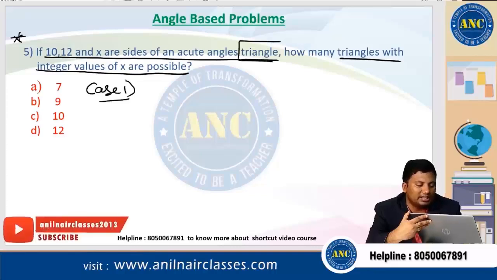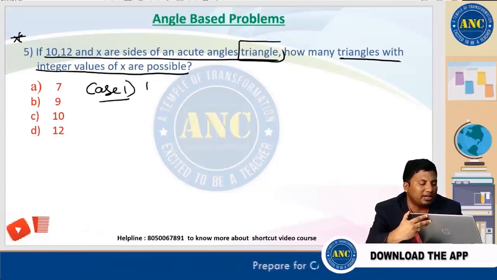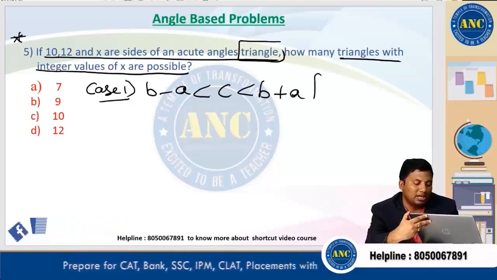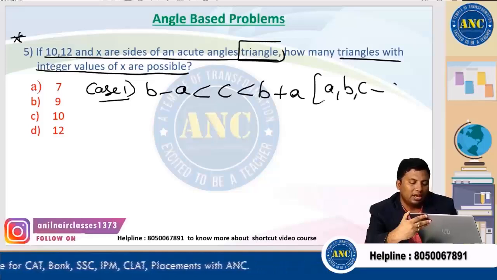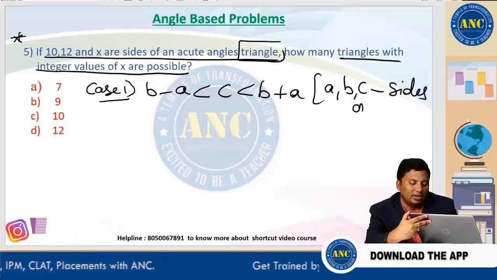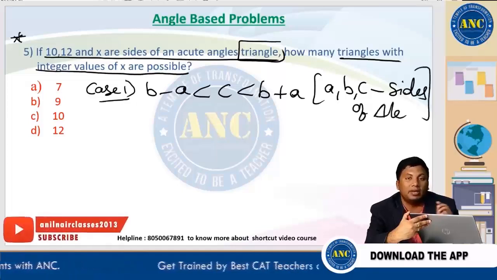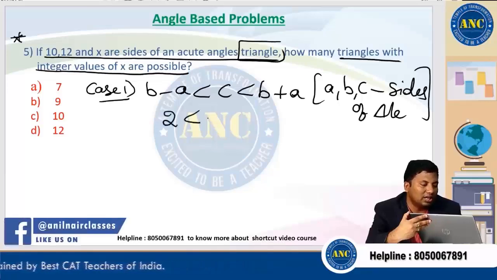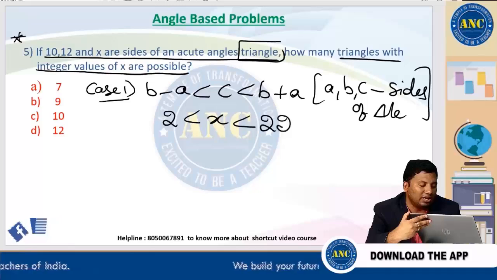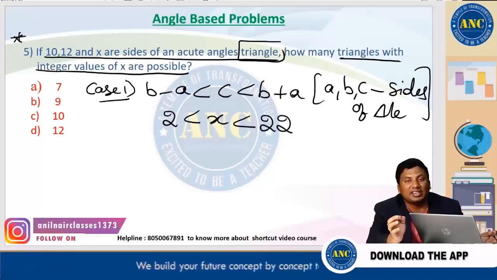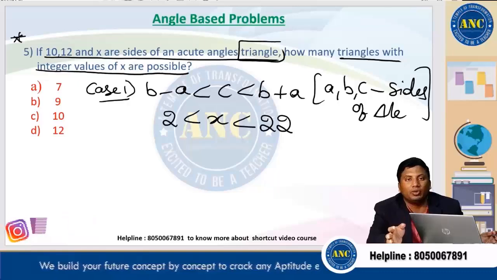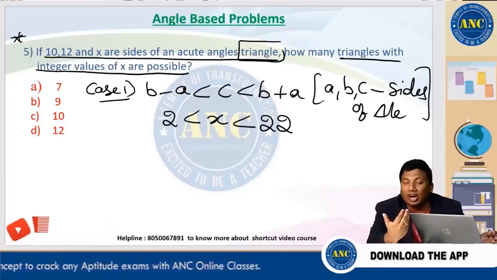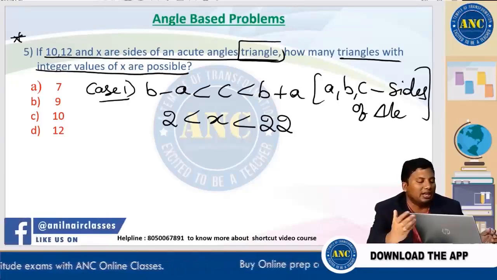Because it is said that it is a triangle, what is the condition for a triangle? B minus A less than C less than B plus A. This is the condition for A, B, C to be the sides of a triangle. 12 minus 10 is 2. 2 is less than x is less than 22. If the value of x lies from 2 to 22, then definitely 10, 12, x will form a triangle. I did not even check whether it is an acute angled triangle or not.